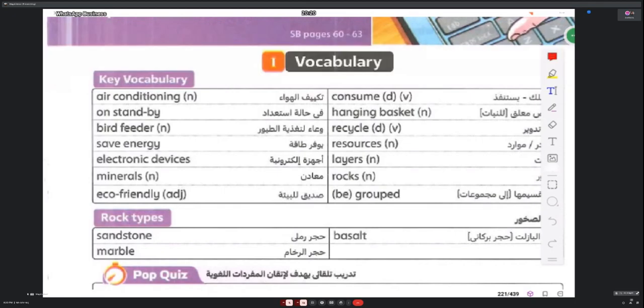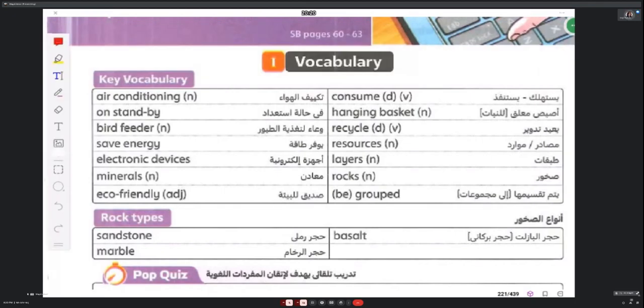Key vocabulary: air conditioning, on standby, bird feeder, save energy, electronic devices, minerals, eco-friendly, consume, hanging basket, recycle, resources, layers, rocks, grouped.